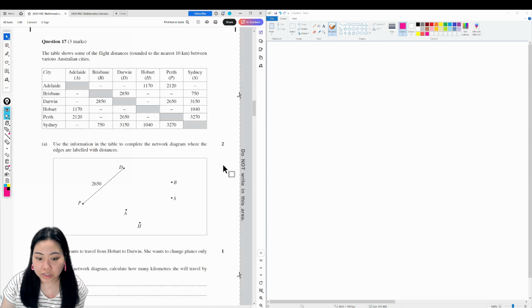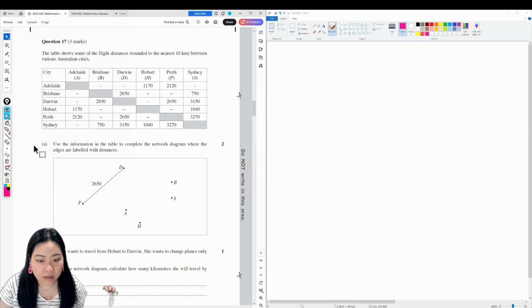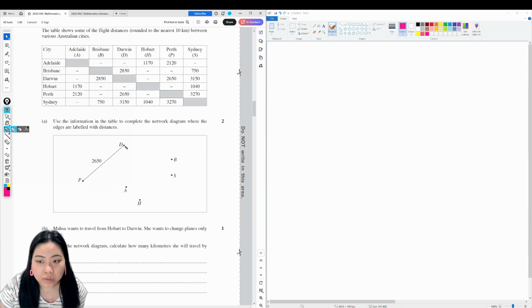Very good. Question 17. 3 marks. The table shows some of the flight distances rounded to the nearest 10 kilometers between various Australian cities. A. Use the information in the table to complete the network diagram where the edges are labeled with distances. Let's do this. Perth to Darwin is 2650. Where else does Perth go to? To Adelaide is 2120. And then Perth goes to Sydney, 3270.